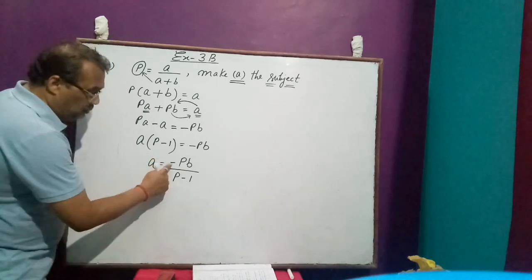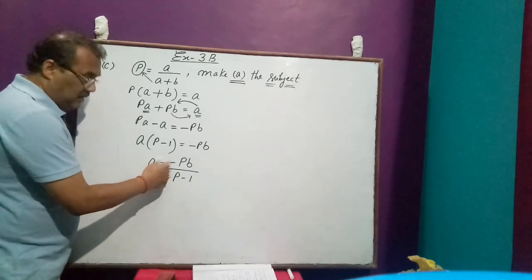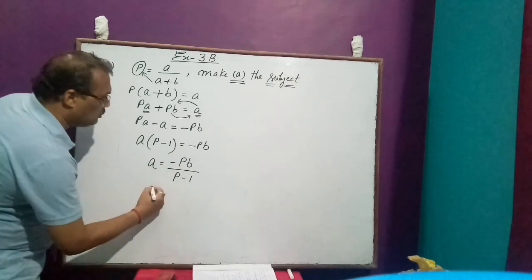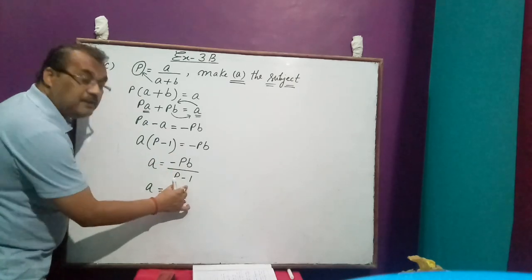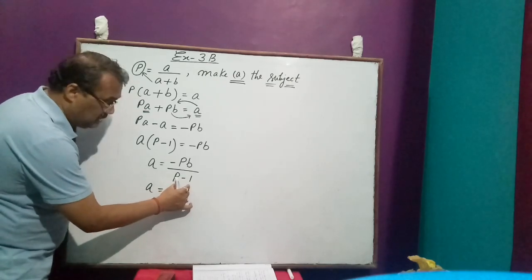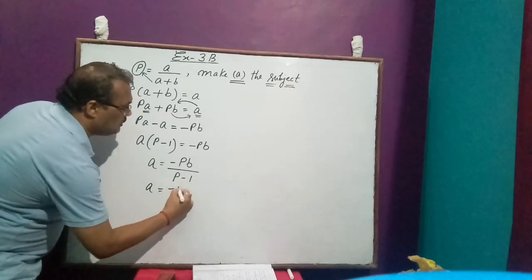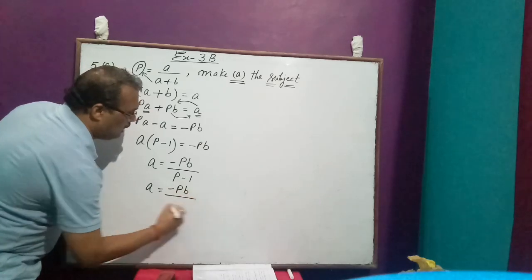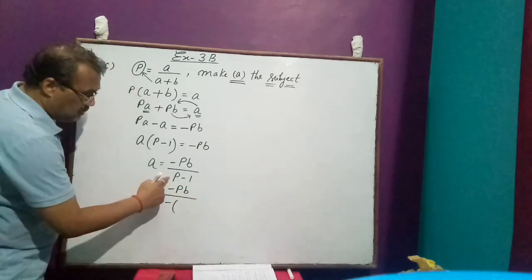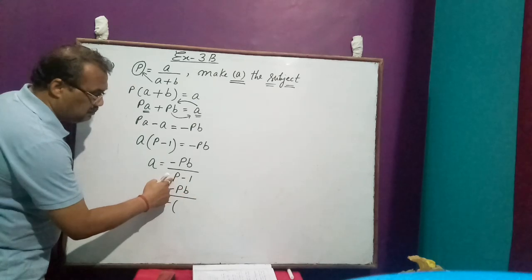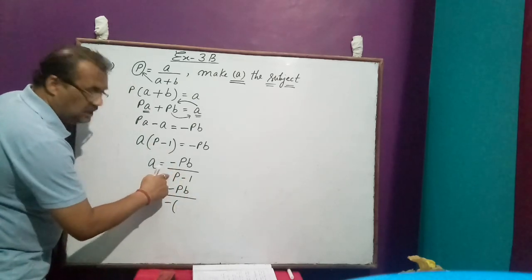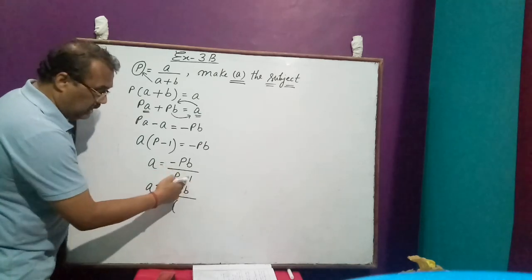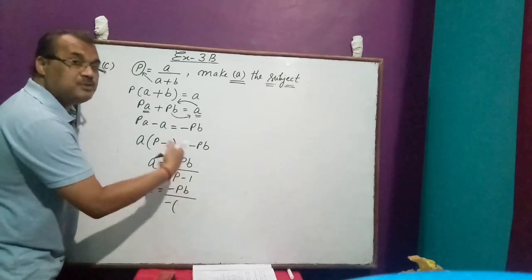Clear? Now we avoid the negative sign at the beginning. So what to do? To remove this minus sign, we take minus common from this denominator, so minus PB and minus we take common. As we take minus common, the sign of P and 1 both get changed. P is positive here, it becomes negative, and 1 is negative here, it becomes positive.